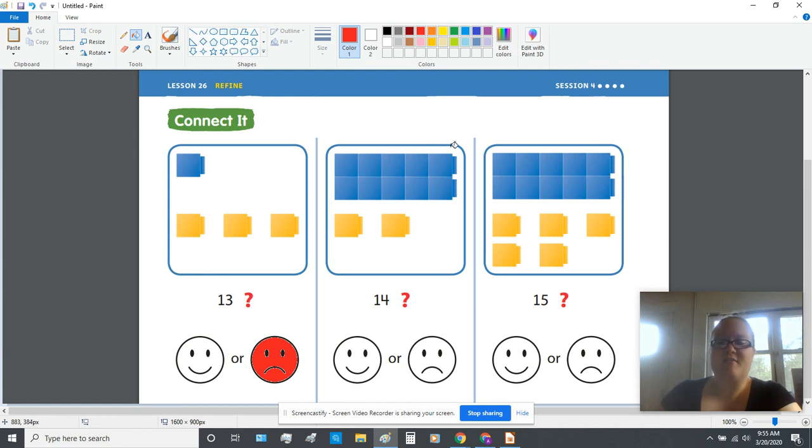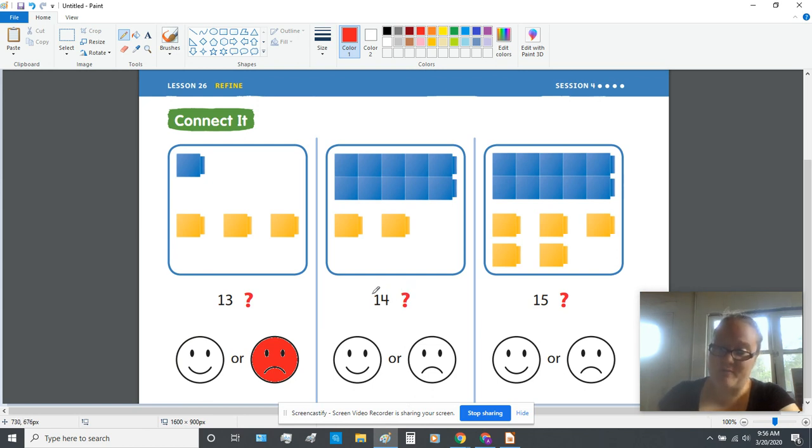Let's look in the middle box. I see a group of 10 blue cubes. So far, so good. They got that part right. And I see some extras. How many extra yellows do you see? That's right. I see 2. 1, 2. Now they said that is number 14. And they're very confident in that answer. Are they right, though?